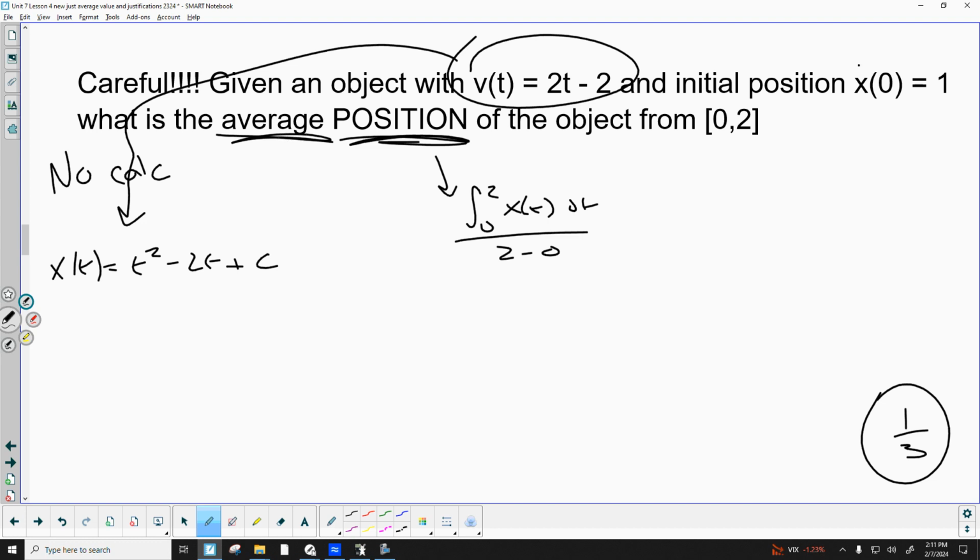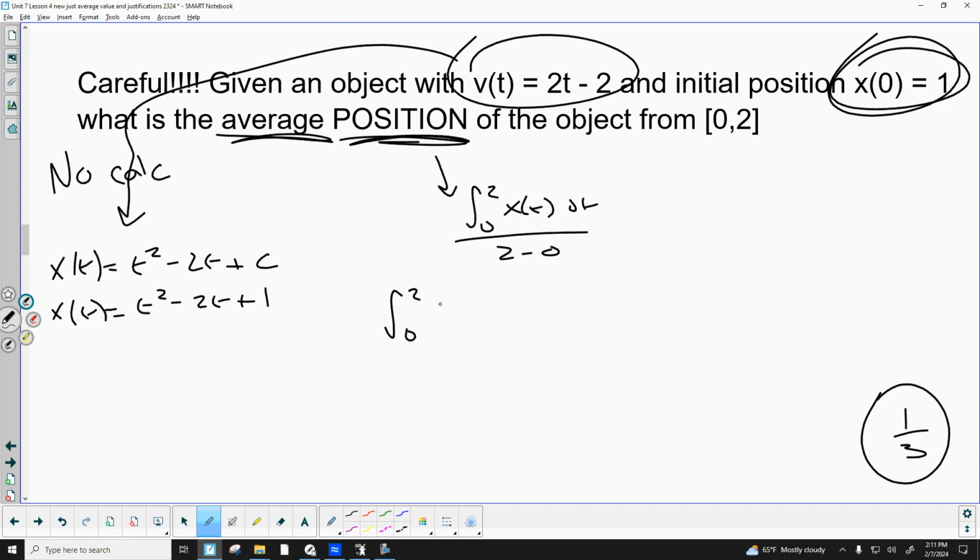I have an initial position. Whenever I can find c, do it, because it will never hurt you. I'm going to go ahead and find my position function is t squared minus 2t plus 1. Well, that's what I'm trying to accumulate. Now, your question at the beginning should have been, do we have a calculator or not? If you had a calculator, you're done. You type that into your calculator, you let your calculator accumulate your position and you divide it by 2. You will get the answer 1/3.